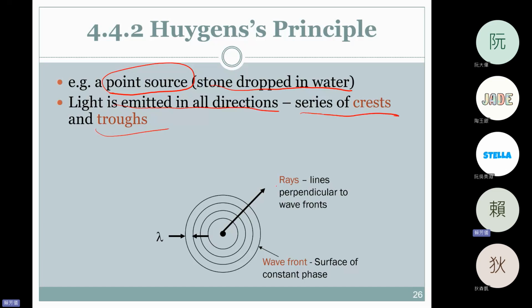And here it says the light will travel, emitted in all directions. And here shows the light ray. What is the light ray? The light ray means a line perpendicular to the wavefront, and this is a wavefront. We already explained the wavefront: it is actually a surface of constant phase, constructed by the same phase to form the wavefront.